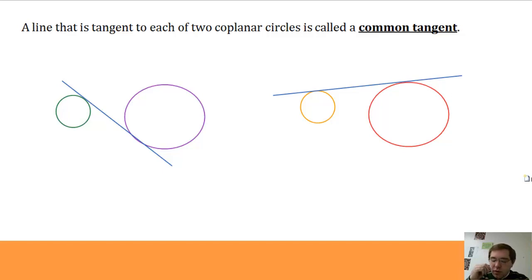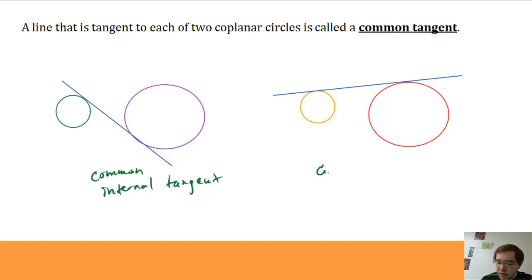There are 2 ways that can look. In the case on the left, you see the line sort of cuts across through the space between the two circles. When that happens, that's called an internal tangent, or a common internal tangent. The other case, the one on the right, is when the tangent line goes either above both circles or below both circles. It is not cutting across the space between them. That is called a common external tangent.